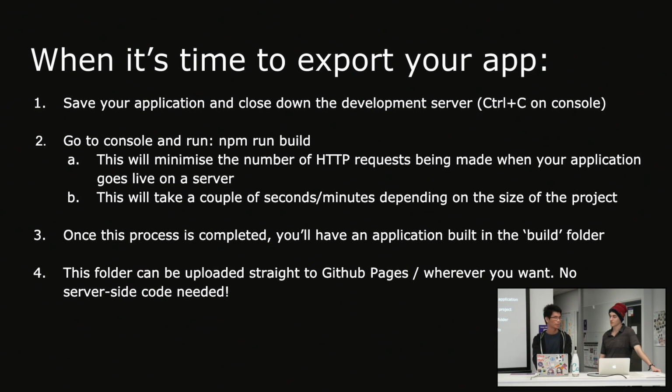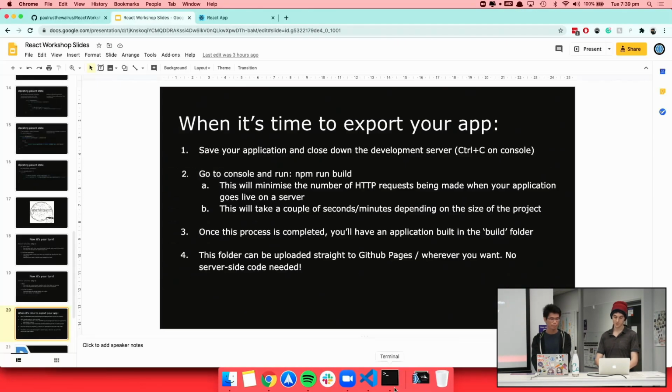Yep. So when it's time to export your app, all you need to do is save your application, press Ctrl+C to stop the dev server you're running, and then go back to that console. You type in npm run build, and what this will do is it will compress your JavaScript. It will run it through Babel, which Paul mentioned way back at the beginning, which converts all that fancy HTML into JavaScript code, which can be run on any browser. And this may take a few seconds or minutes, depending on how complex your code is, or if you've used any large packages. I'll even do it right now.